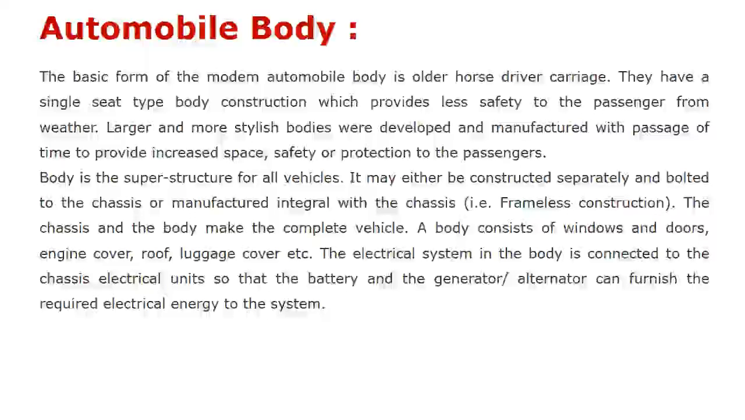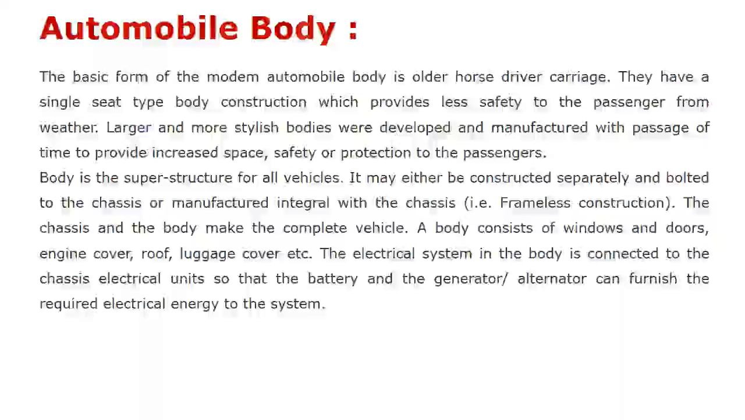It may either be constructed separately and bolted to the chassis, or manufactured integral with the chassis. That is what we already discussed: frameless construction, meaning conventional body and frameless construction. Getting? In the conventional one, the chassis frame is separate and over it we build the body. A body is to be covered on that frame. Or currently the integral chassis, meaning frameless construction, where both are combined: the function of the frame as well as the body.